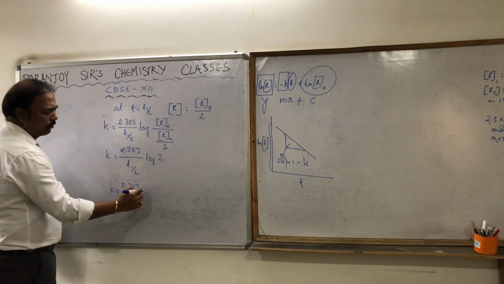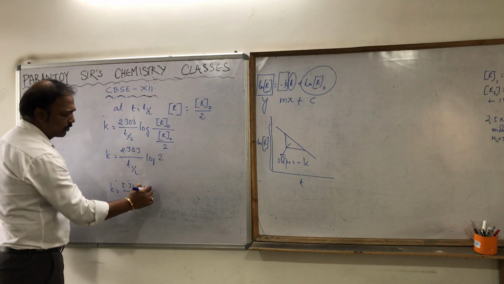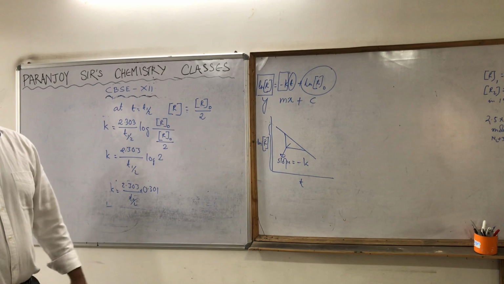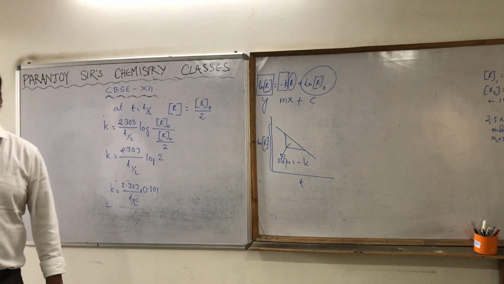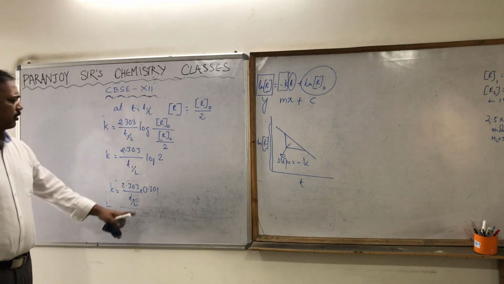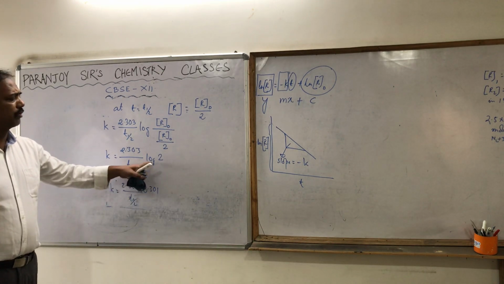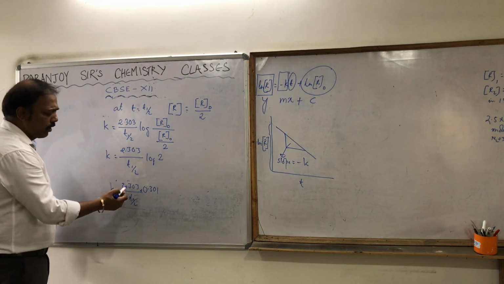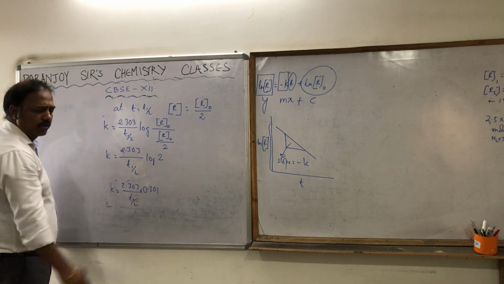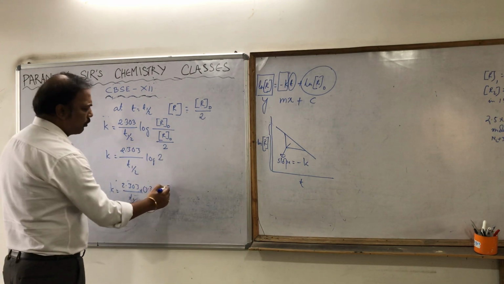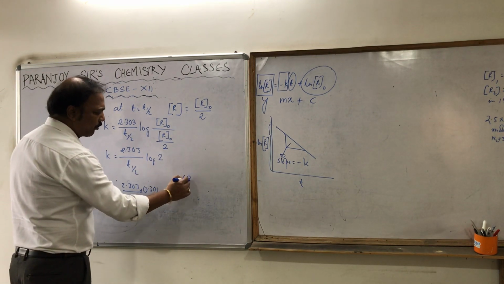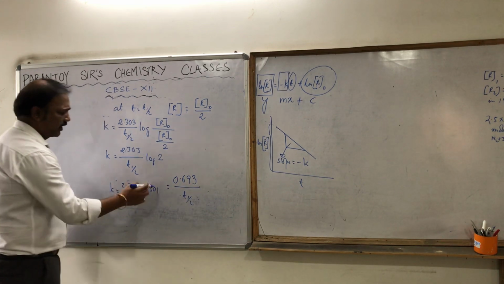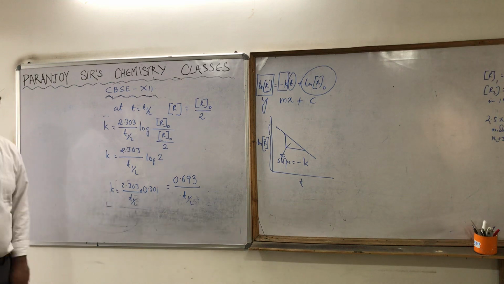Now the value of log 2 is 0.301. It's not that I remembered it, I know this value from doing so many times, and you don't have to remember it at all. If we multiply 2.303 into 0.301, we get 0.693. So 0.693 divided by t half equal to k.